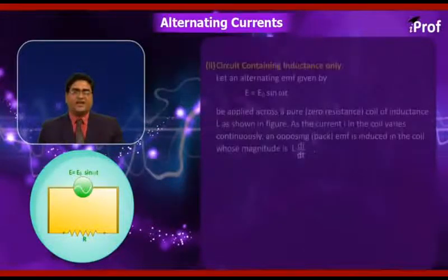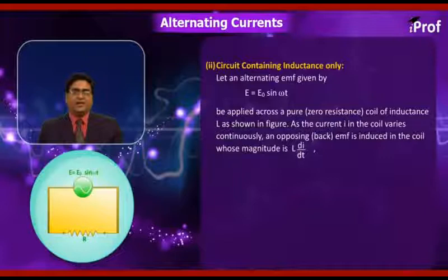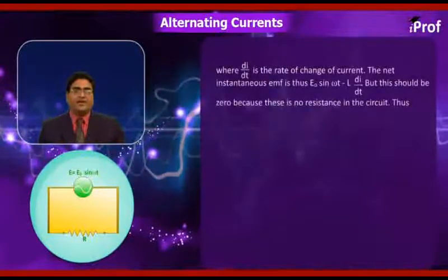Let's see AC circuit containing inductance only. Let an alternating EMF given by E equal to E naught sin omega t be applied across a pure zero resistance coil of inductance L as shown in figure. As the current I in the coil varies continuously, an opposing back EMF is induced in the coil whose magnitude is L di upon dt, where di upon dt is the rate of change of current.